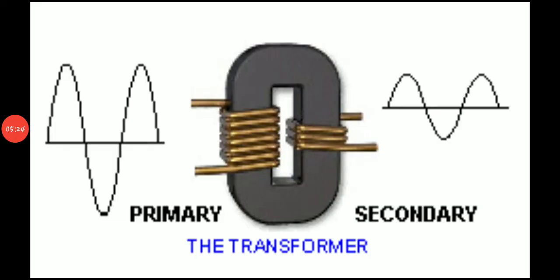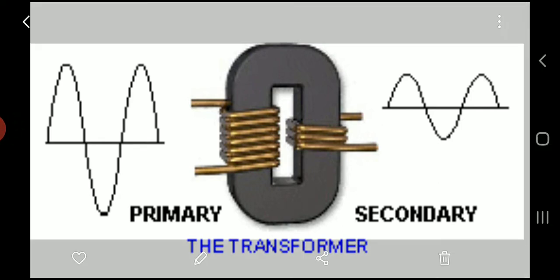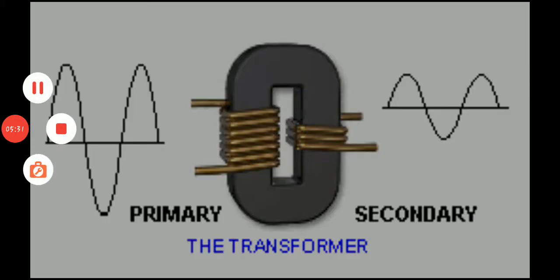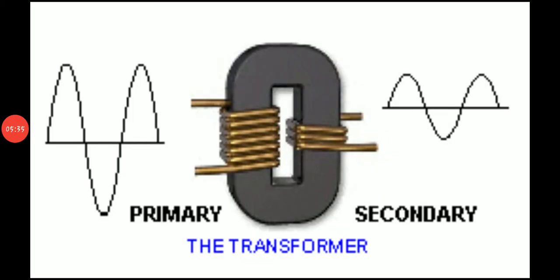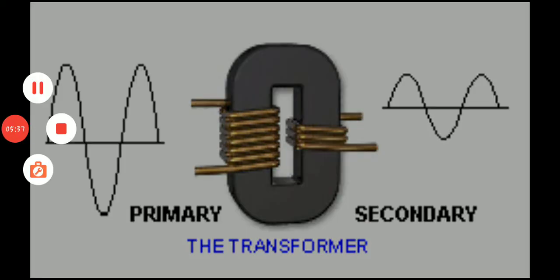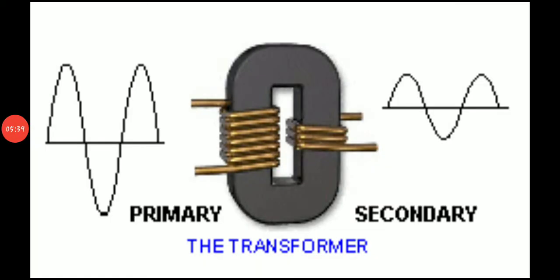So we also remember that the working of the transformer is like this. Normally the step down transformer is used. As you can see, in the primary there are more number of turns and in the secondary there are less number of turns.